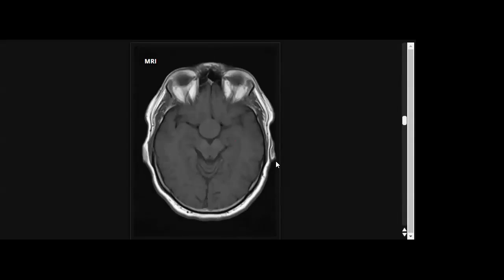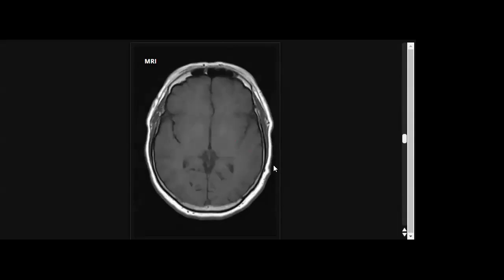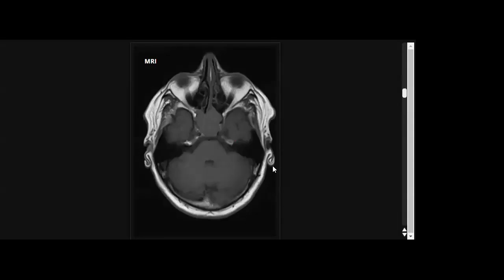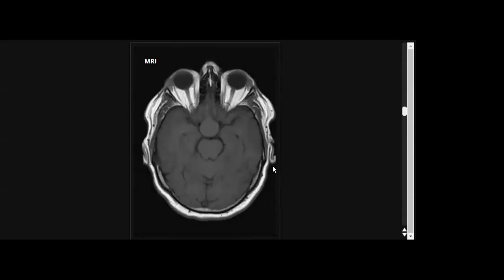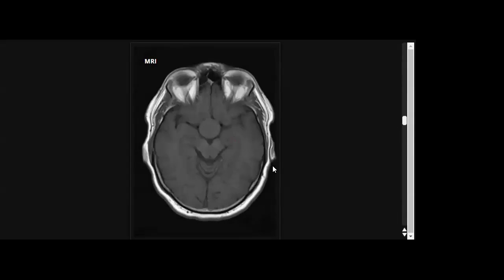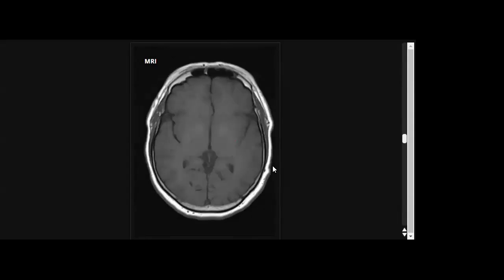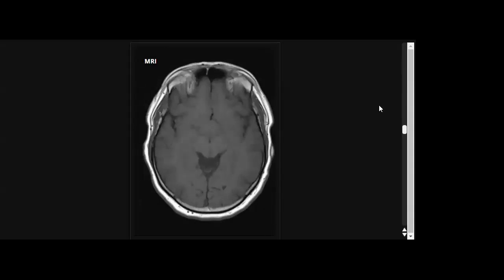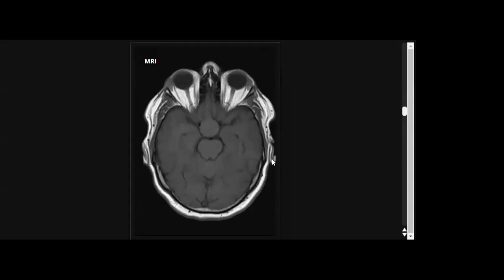The lesion shows relatively homogeneous signal in T1 weighted image, which is slightly high signal. It's iso signal, not high. I mean slightly high compared to the gray matter.